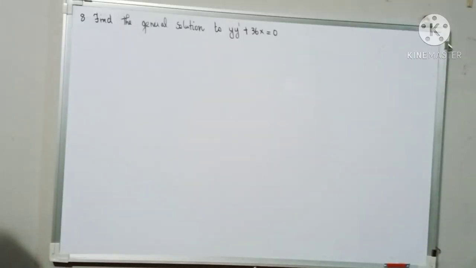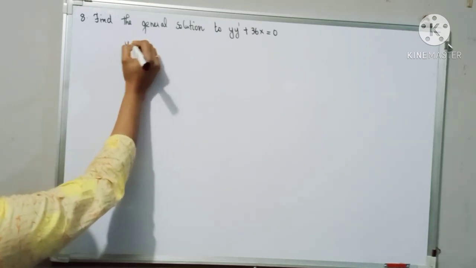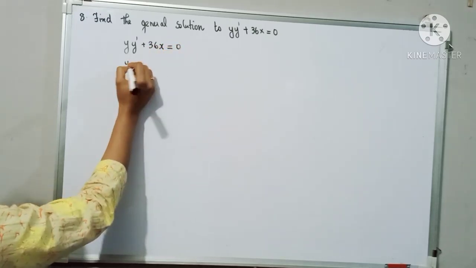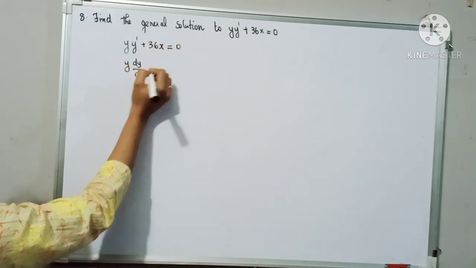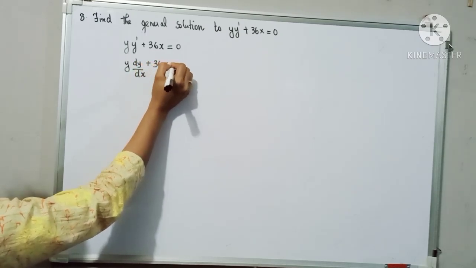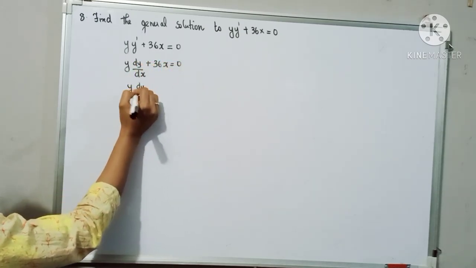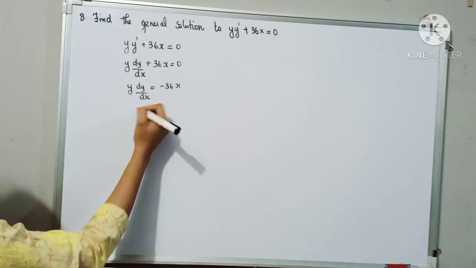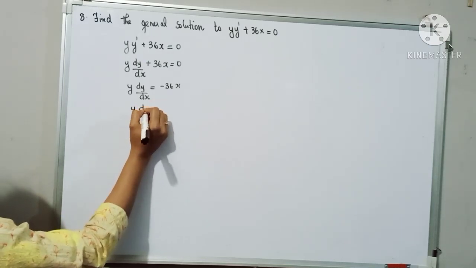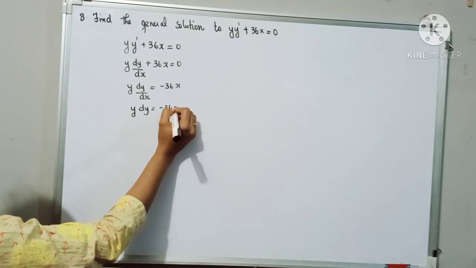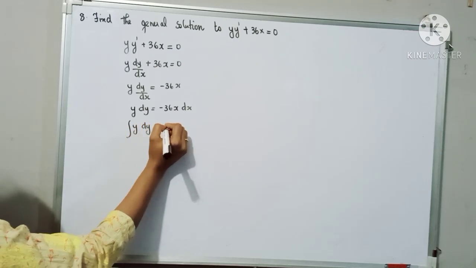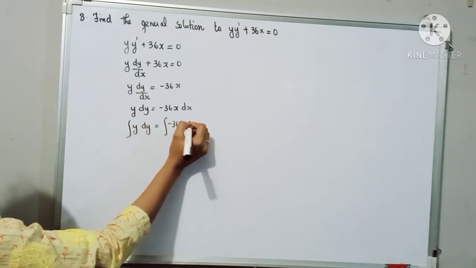Question: Find a general solution to y y dash plus 36x is equal to 0. The question is y y dash plus 36x is equal to 0. y dash can be written as dy by dx, that is y dy by dx plus 36x is equal to 0. y dy by dx is equal to minus 36x. That is, you can separate x and y. y dy is equal to minus 36x dx. Integrating on both sides, integral y dy equal to integral minus 36x dx.